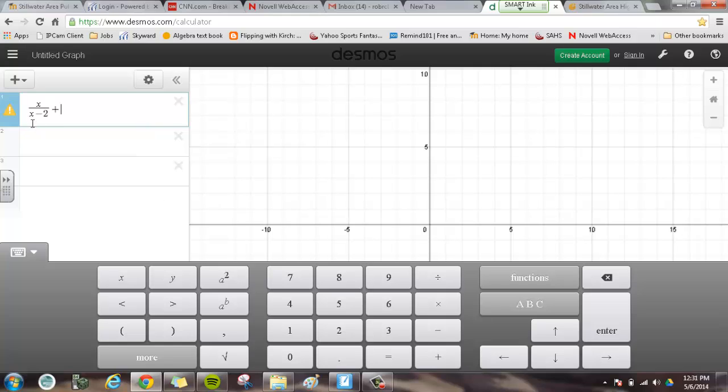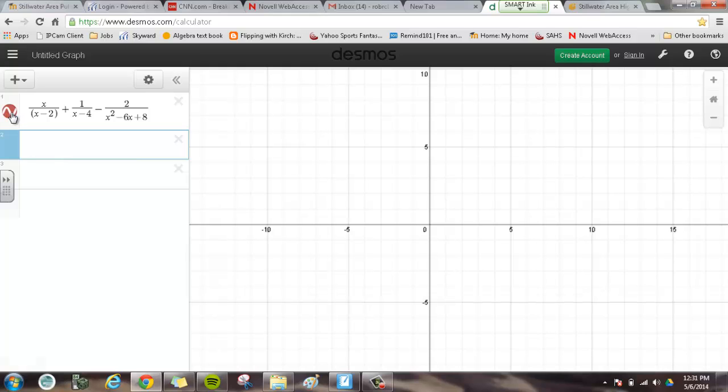If you put this in your graphing calculator, you would have to put parentheses around this bottom right there, and if you didn't do that, you would get it wrong. But in Desmos, not so much. Here we also have 1 divided by x minus 4, and then we're subtracting the whole right side of the equation: 2 divided by x squared minus 6x plus 8.